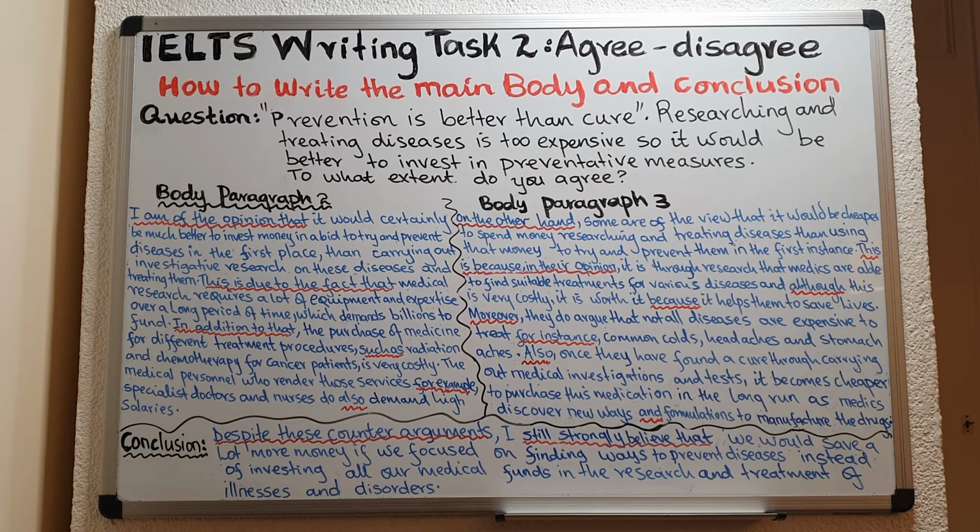And to give the examples, I use linking words such as, for example. Then body paragraph 3, make it very clear that you are discussing the other point of view. So begin with, on the other hand.